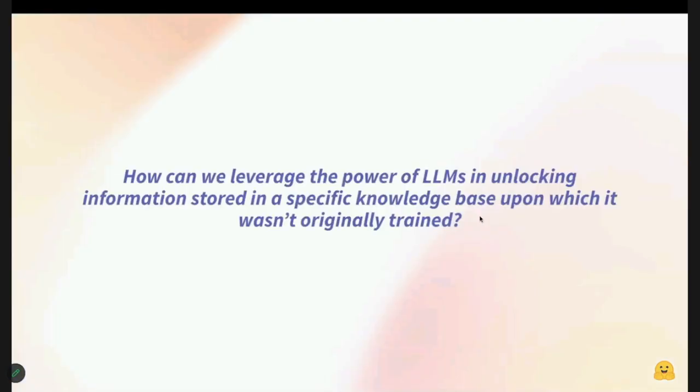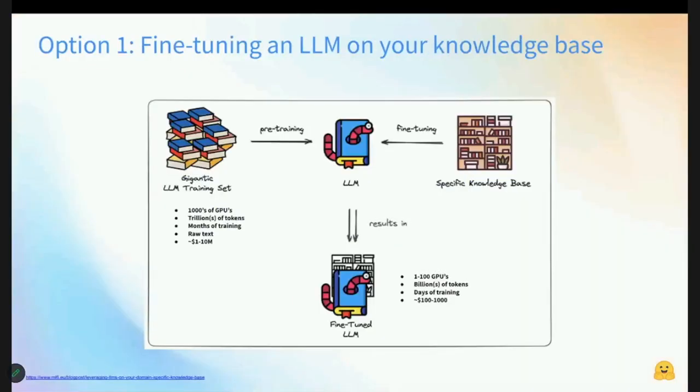So that begs the question then: how can we use these powerful LLMs with this reasoning ability to unlock and use information that's stored within specific knowledge bases upon which it wasn't originally trained? This is the leading question into this field of retrieval augmented generation: how do we use the benefits of LLMs and what they're good at for data that they don't have any understanding of? And so there's two main approaches for how you can do this today.